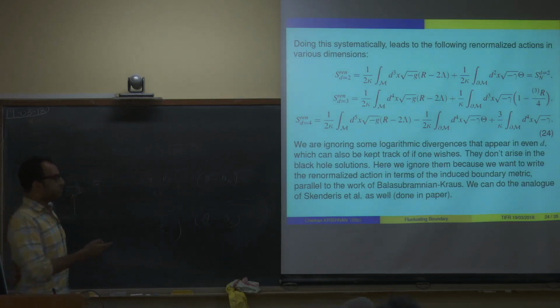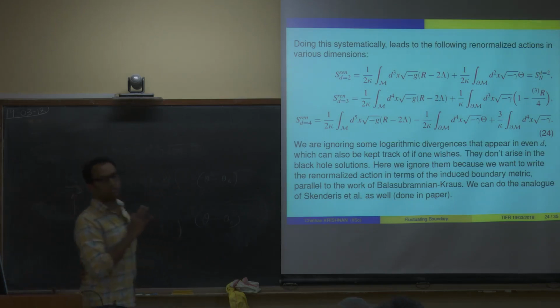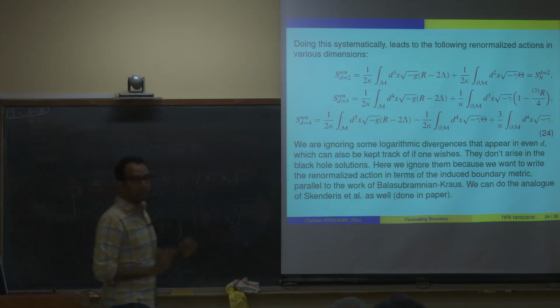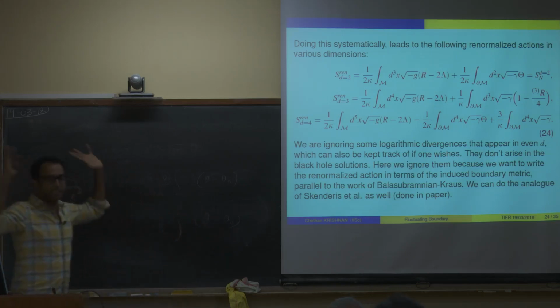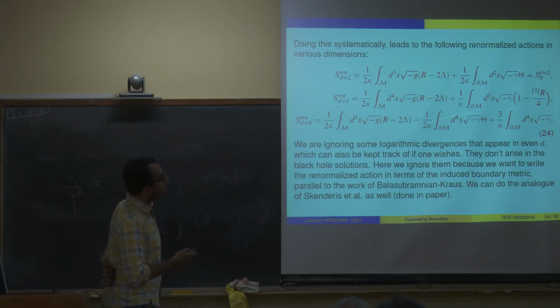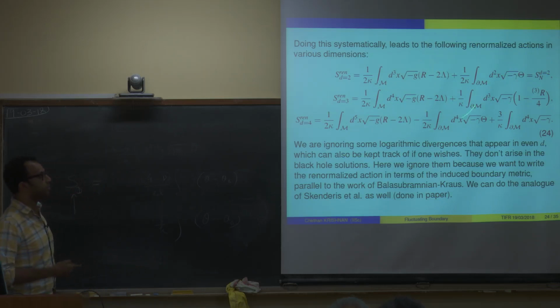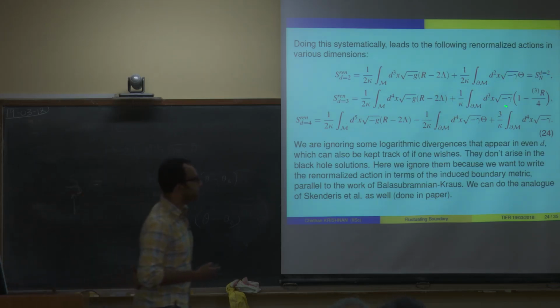And again, as Sandeep was pointing out, for the black hole calculations we are relying on the fact that these are solutions that exist, and then we see what we can do with them. We are not really saying that the phase space of this theory is known. That's not the claim. So if you ignore the logarithmic divergence, this is the form of the renormalized actions that we get.